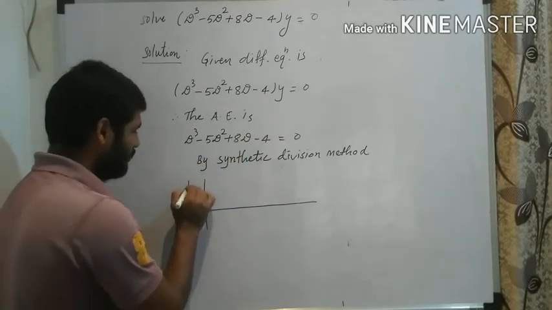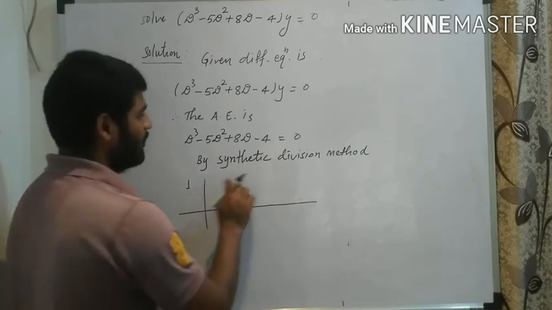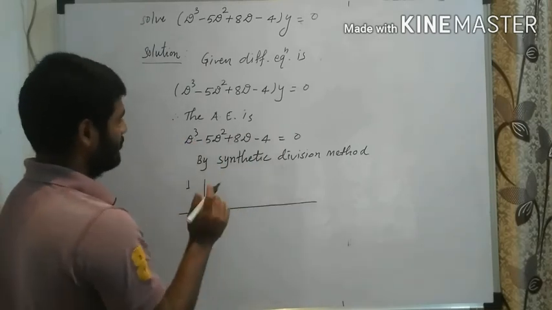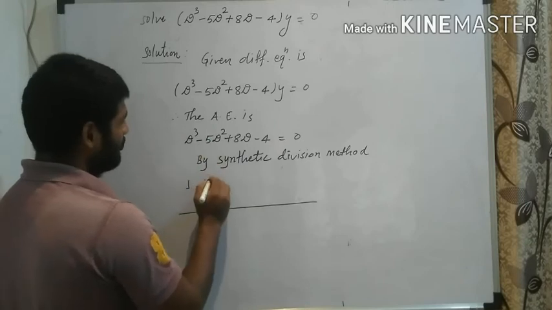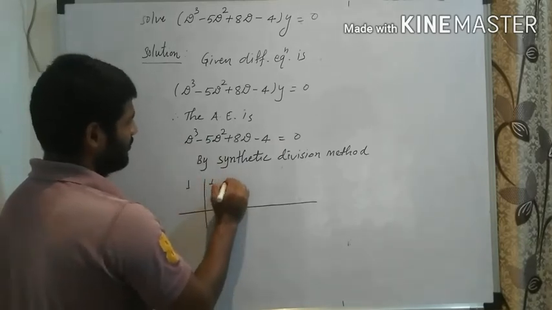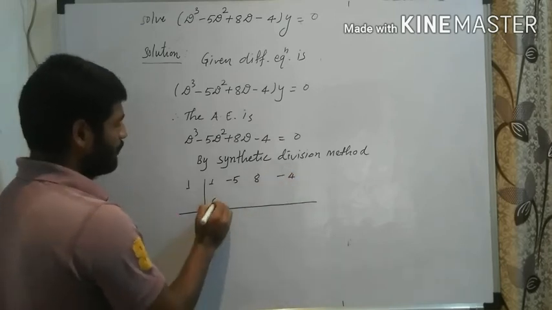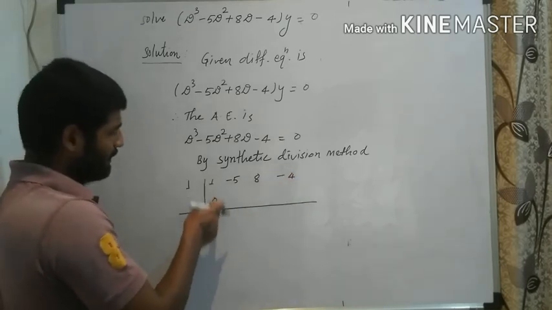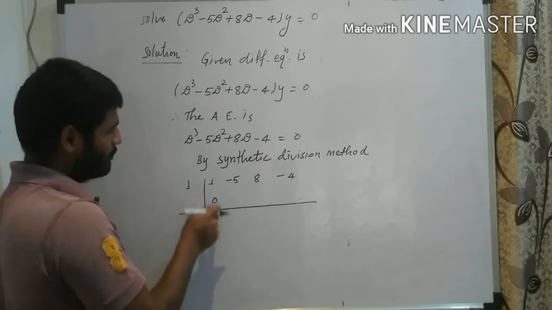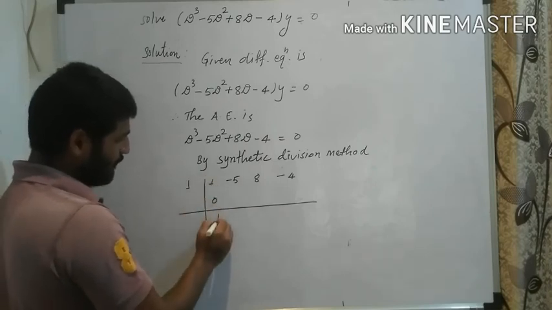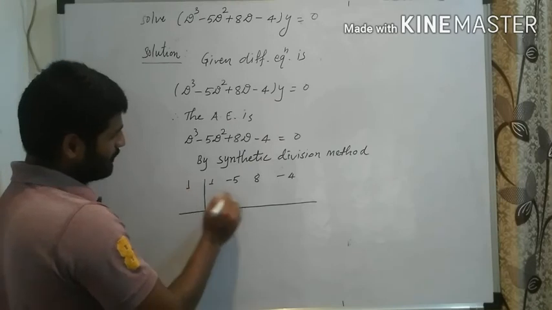So we have to write 1 as first root here, and here we have to write coefficients of all terms of d. So first coefficient is 1, second is minus 5, third is 8, and last one is minus 4. So we have to take vertical addition and take cross multiplication. So vertical addition 1 plus 0, that is 1, and cross multiplication 1 into 1, that is 1.